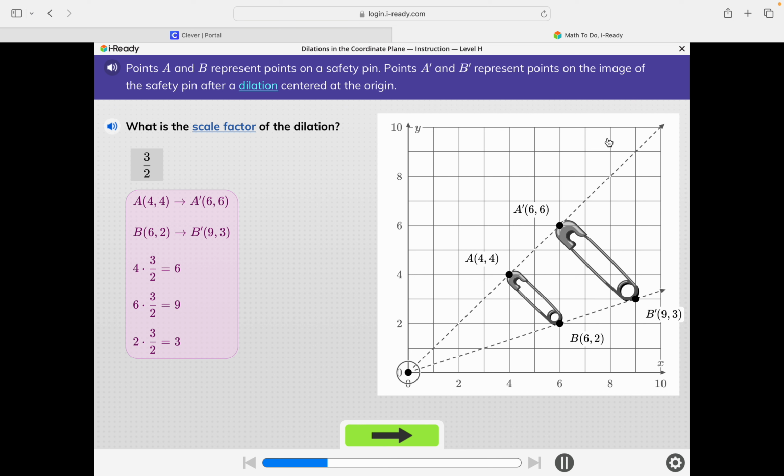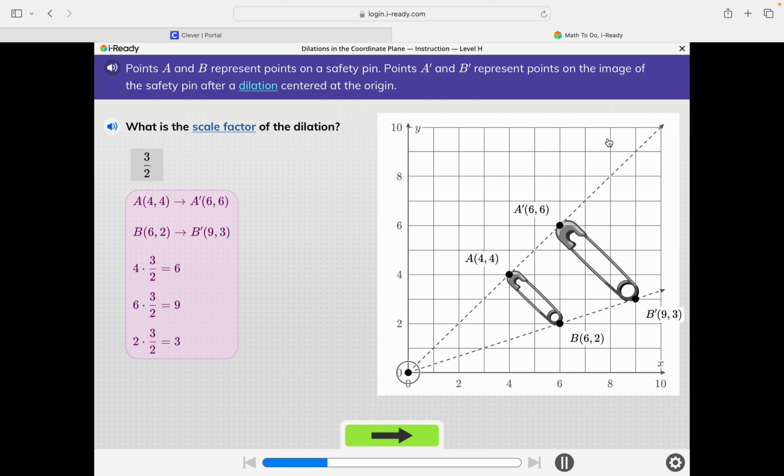We are a little bit confused. That's okay, Swani. But how is this 3 by 2? Swani, come here. What is A? A is 4 and 4, and what is A prime? A prime is 6 and 6. So, Swani, from 4, how many times do we have to go to become a 6?